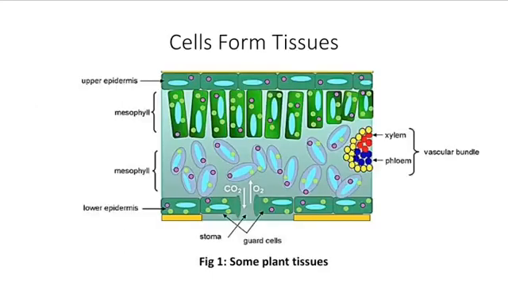So, let's start. Students, in multicellular organisms, cells work in groups. A group of cells performing the same function is called a tissue. Plants and animals have different tissues in their bodies. Firstly, we will discuss some plant tissues.